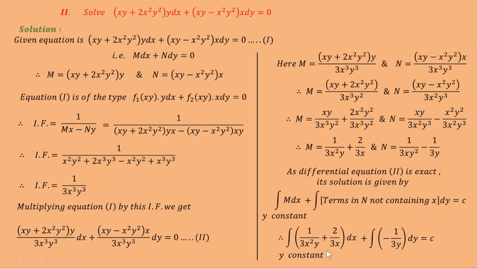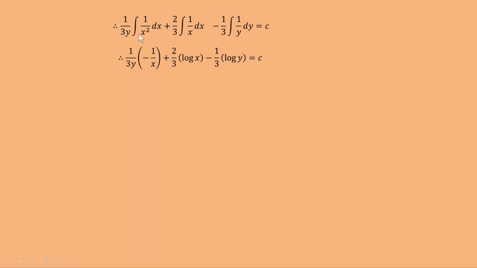Now separate this integration. Here 1 upon 3y is constant, so take it outside of that integral. In the second integral 2 upon 3 is constant, so here we get 2 upon 3 outside, integration 1 upon x dx. And in the third integration minus 1 upon 3 is constant, take it outside, so we get minus 1 upon 3 outside, integration 1 upon y dy, and that's c. So we get like this. You know, integration of 1 upon x is log x, integration of 1 upon y is log y, and integration of 1 upon x square with respect to x is minus 1 upon x. And so we get 1 upon 3y times minus 1 upon x plus 2 upon 3 log of x minus 1 upon 3 log of y equal to c.